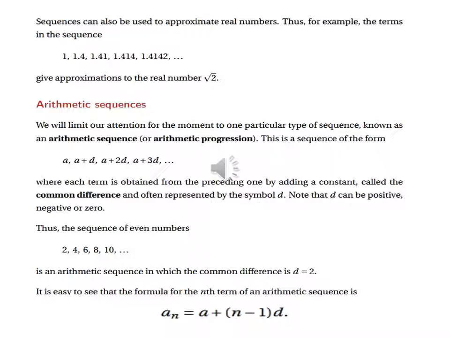Arithmetic sequence. What is the meaning of arithmetic sequence? We will limit our attention for the moment to one particular type of sequence known as an arithmetic sequence or arithmetic progression. This is a sequence of the form a, a plus d, a plus 2d, a plus 3d, where each term is obtained from the preceding one by adding a constant called the common difference, often represented by the symbol d. Note that d can be positive, negative, or zero.